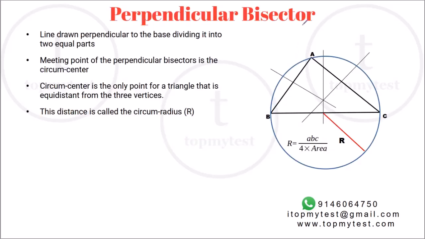So a perpendicular bisector is basically a line which divides one of the sides into two equal halves and is also perpendicular to it, which means it subtends an angle of 90 degrees on the side. Now it need not pass through the opposing vertex, right?